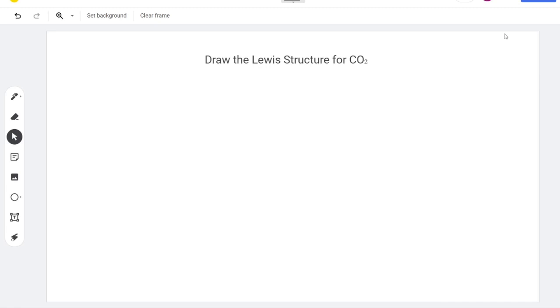How do you draw Lewis structures? In a compound such as carbon dioxide, or CO2, you first need to centralize the least electronegative element. Remember that electronegativity increases as you go up the periodic table and as you go right. So carbon will be less electronegative, meaning it will be in the center, and we will place 2 oxygens outside.